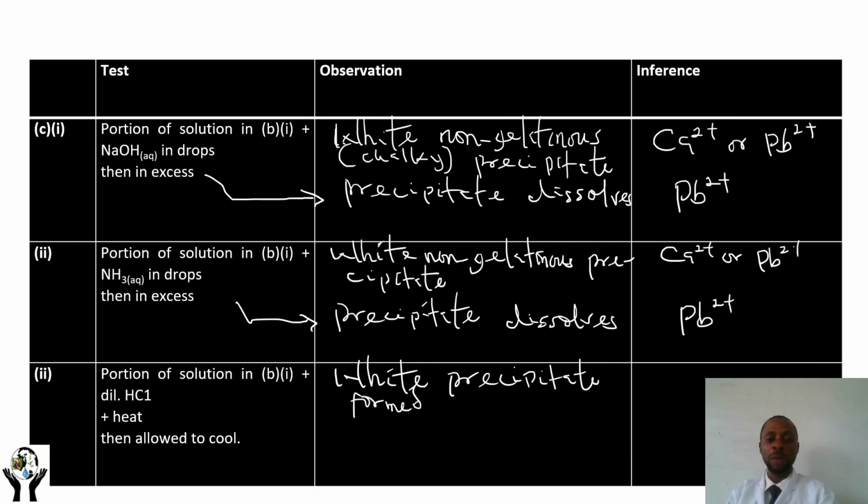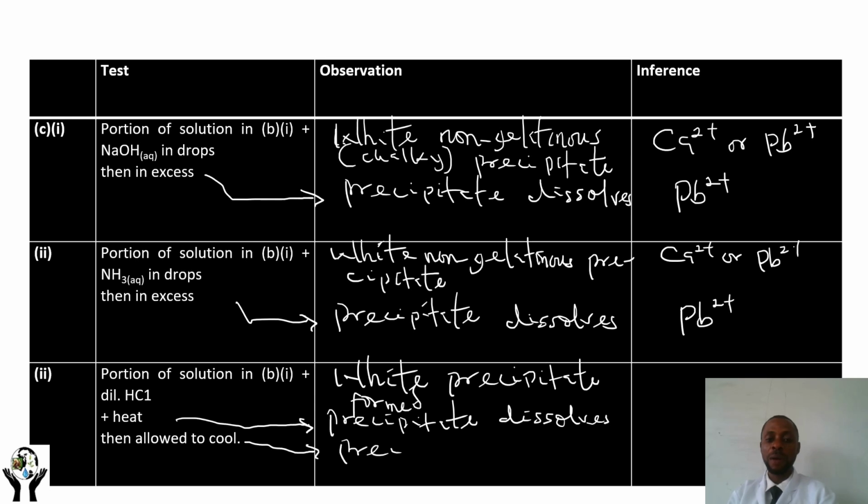Okay, when you heat it up, the precipitate will dissolve. This is when you are heating: the precipitate dissolves when it is heated up. And when you allow that hot solution to cool down, then the precipitate will reappear. So when you have this kind of observation, it is because at first Pb2+ is present. So when that precipitate reappears, that's a confirmatory test for lead ion.